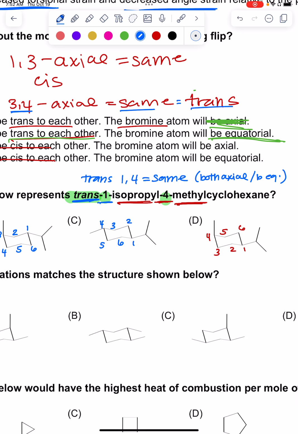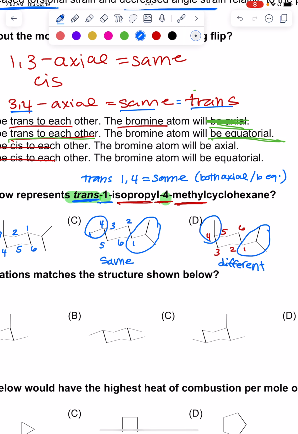So let's look at D first. D, we have our methyl group. It's on the equatorial position. That looks good. But our 4 group is on the axial position, and that's not the same. Those are different. On C, we've got our isopropyl group equatorial and our methyl group equatorial. Those are the same, and they're in the most stable conformation, so it must be C.